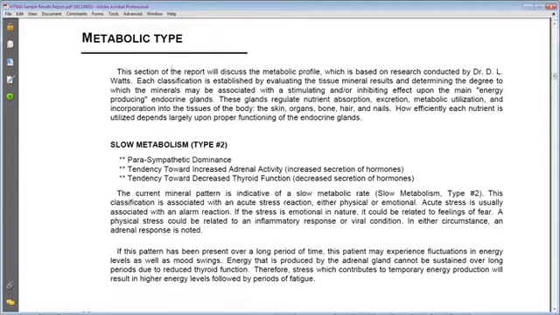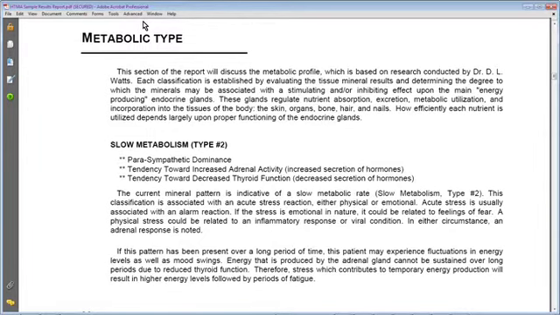Another thing that the hair mineral analysis tells us is our metabolic type. You can look at the metabolic type as the rate at which your body is performing metabolic functions such as digestion and elimination.